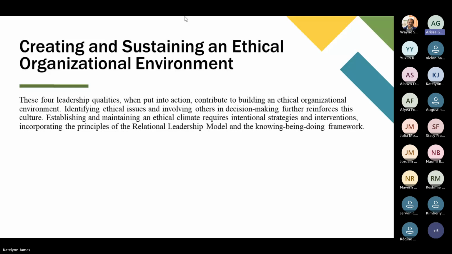These four leadership qualities, when put into action, contribute to building an ethical organizational environment. Identifying ethical issues and involving others in decision making further reinforces this culture. Establishing and maintaining an ethical climate requires intentional strategies and interventions, incorporating the principles of the rational relational leadership model and the knowing, being, doing framework.